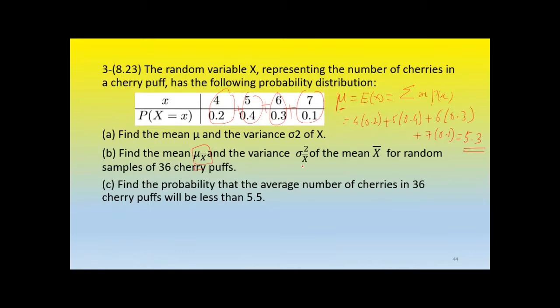Now sigma square is the variance. First find the sigma square variance for x, then we will find sigma x bar square separately. Okay, what is the formula for variance?